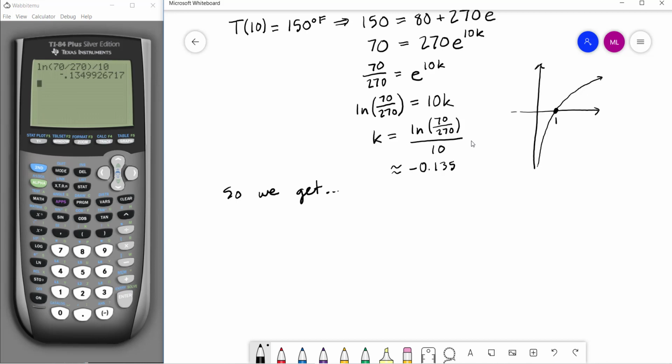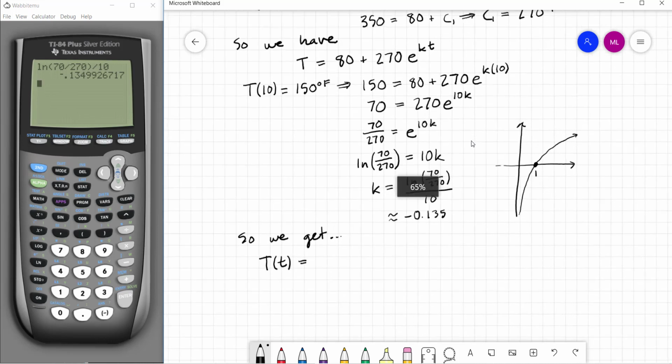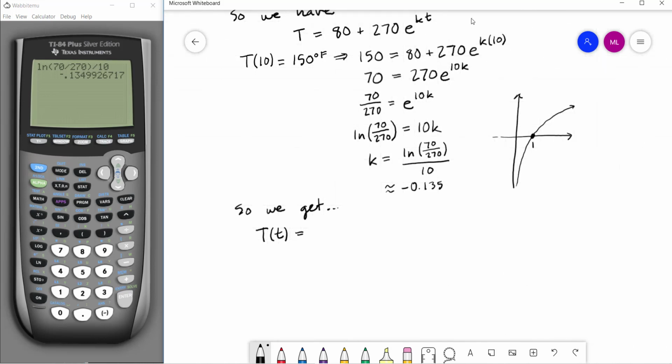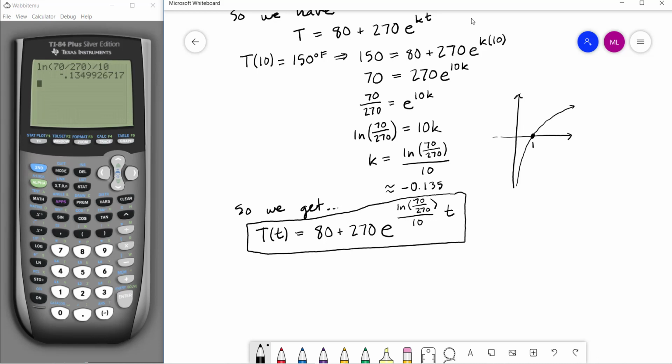But for our final answer, we get that T as a function of t is equal to, coming back up to all the information that we had. Here was the last step that we had, and now here's the value of k we need to plug in there. So it's going to be 80 plus 270e to the k, which is now this big ugly mess, natural log of 70 over 270 over 10 times t. And here's our big ugly mess of a result. But that's it.